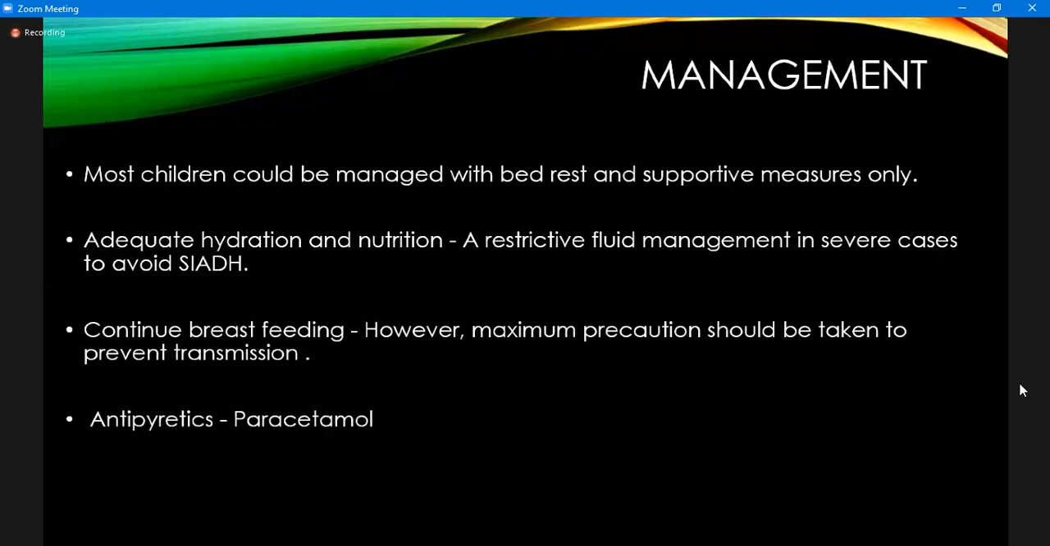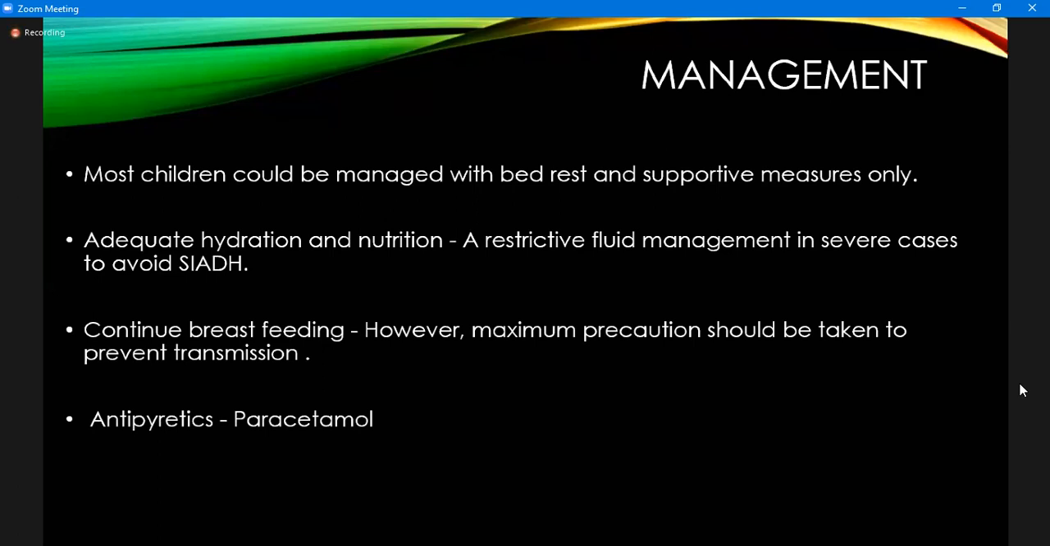Now regarding the management, I think Dr. Hira discussed the management. Most of the children could be managed with bed rest and supportive measures. Anyway, adequate hydration and nutrition is of utmost importance. But restrictive fluid management is recommended in severe cases to avoid SIADH.